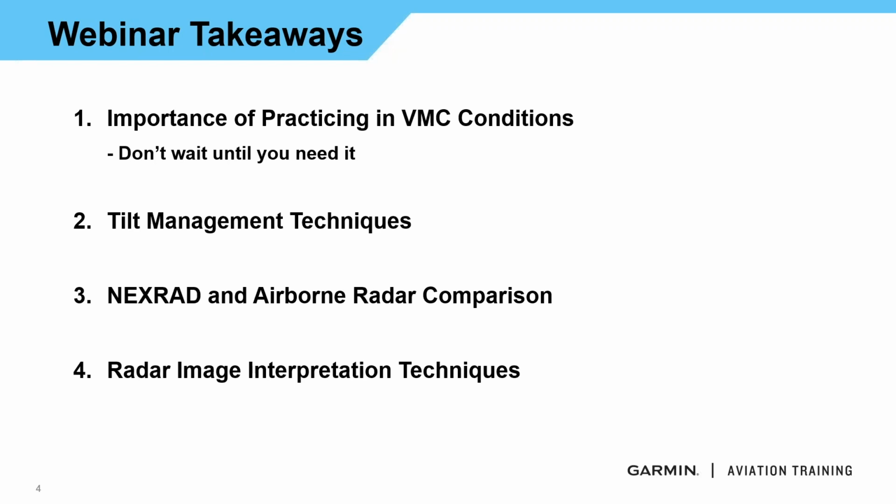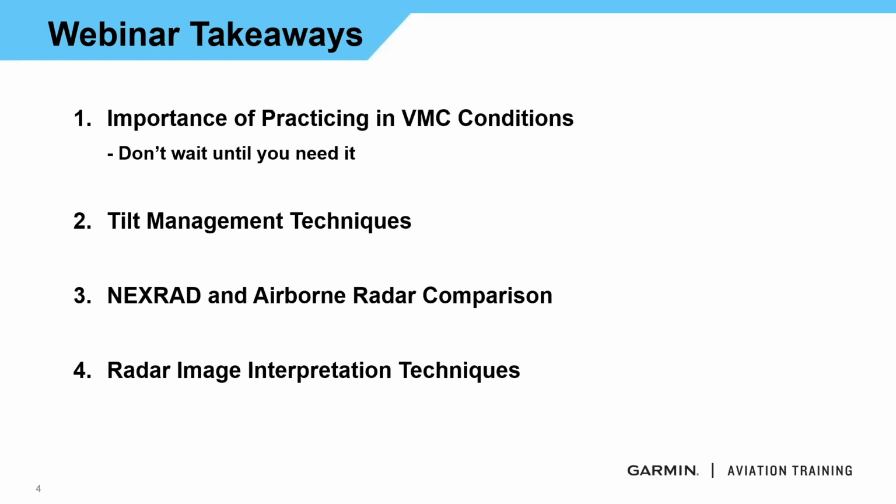So having the baseline understanding of what cities, ground returns, or mountains look like, and then when you get weather in there, you're going to have a better chance of differentiating the two. Second, tilt management techniques. We cannot just leave tilt in one location. We have to be able to adjust our tilt to point it at the weather that we want to be seeing those returns on.